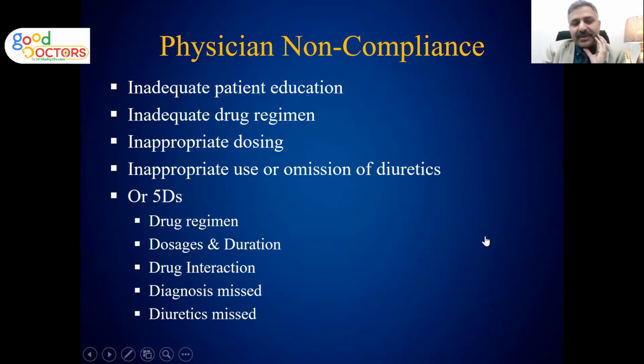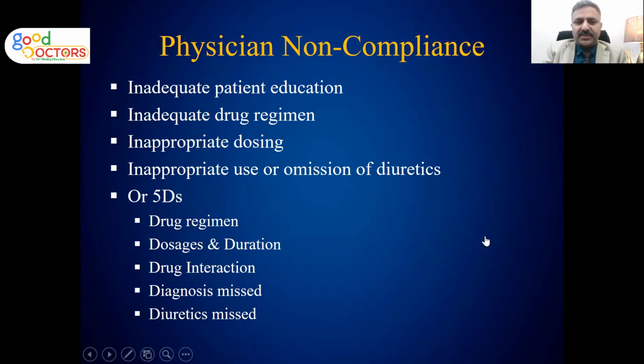Then inadequate drug regimen. For example, you have given an alpha blocker, a beta blocker, and maybe a calcium channel blocker, but that does not include a diuretic. And inappropriate dosing. For example, you are giving a beta blocker, say Tenormin or atenolol, but you're giving 25 milligrams, it will not work. Inappropriate use or omission of diuretics. You are not giving a diuretic, or you're giving a diuretic but at a smaller dose, or a shorter acting diuretic once a day.